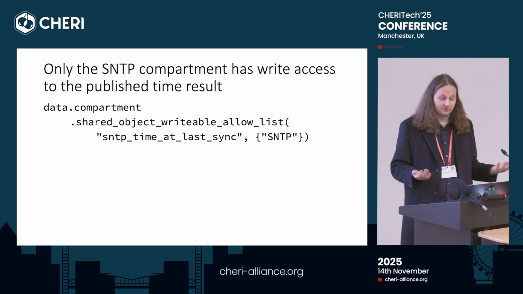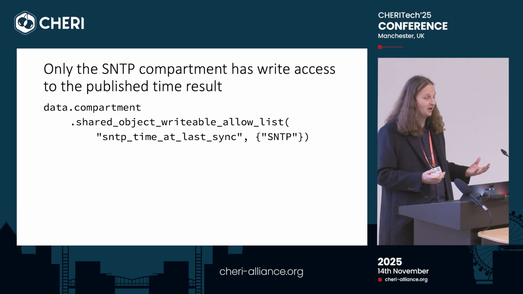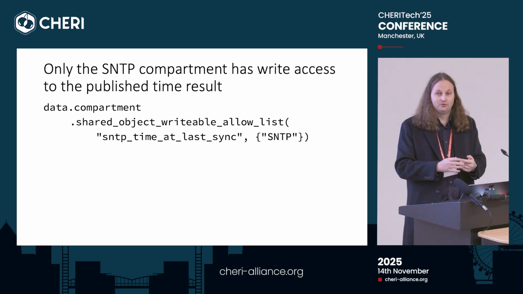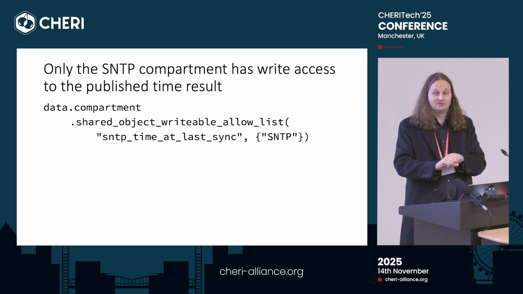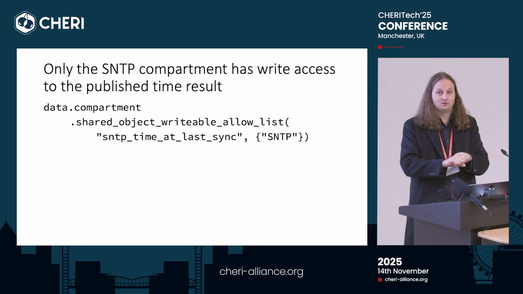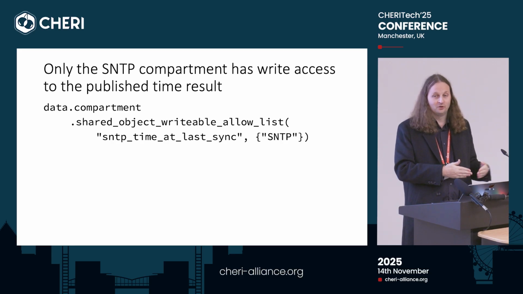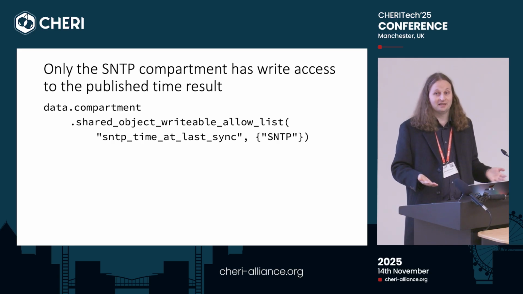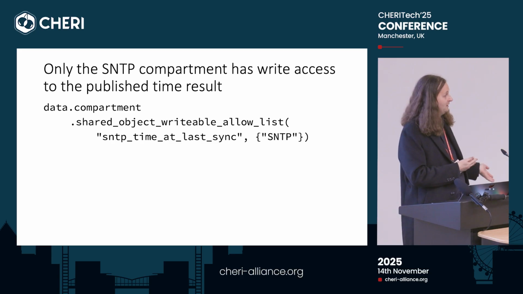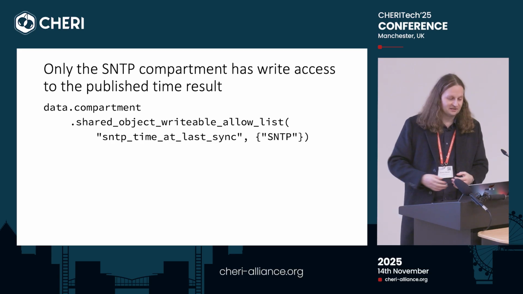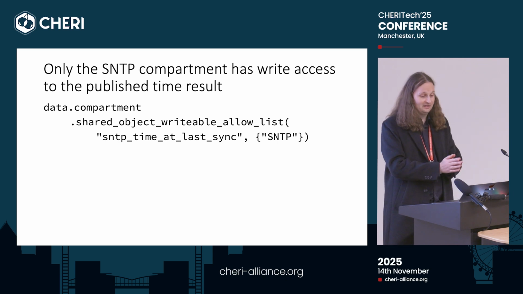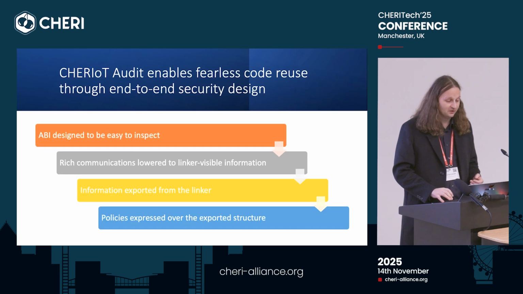You can do the same thing with pre-shared objects. So our SNTP compartment exposes a little shared object that tells you what the cycle time was last time it did an NTP sync and what the actual wall clock time was, so you can then compute what the current wall clock time is from those two values. And it should be the only thing that has write access to that, but anyone else can read that object, and so you can have a policy that says the allow list for things having write access to that object is, again, just that one compartment.